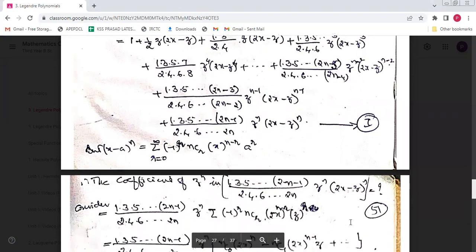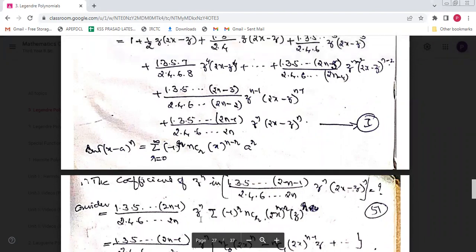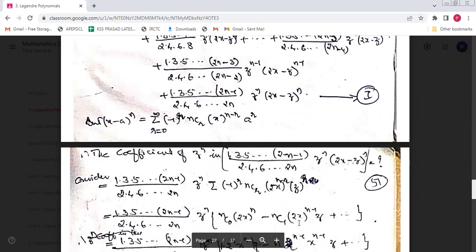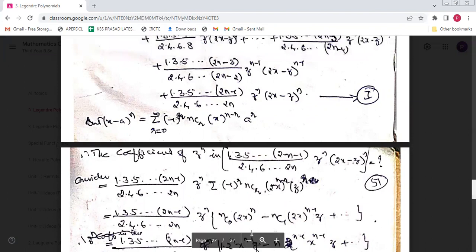Okay. So this can be written as 1 into 3 into 5, etc., 2n minus 1 divided by 2 into 4 into 6, etc., 2n into z power n into summation minus 1 power r nCr into (2x) to the power of n minus r into z power r. Now that can be written as z power n into, further expanding this term on the right, summation. The first term is nC0 (2x) power n minus nC1 into (2x) power n minus 1 into z plus so on.